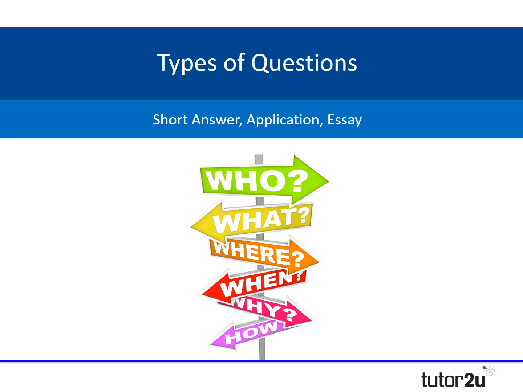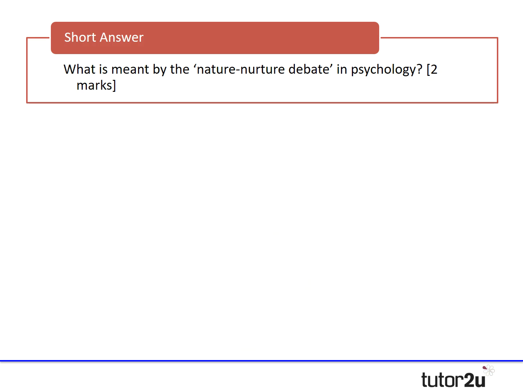In terms of the types of questions, I haven't ever seen any multiple choice questions for nature nurture, but that doesn't mean one couldn't come up, and it would be quite logical to include one. But for today, we're going to focus on short answer questions, application questions, which are quite common in this area of the course, and the all-important essay question. Just to give you a flavour of the different types of questions, you could get a question like this: what is meant by the nature-nurture debate in psychology? 2 marks. I could also see that being a 4-mark short answer question.